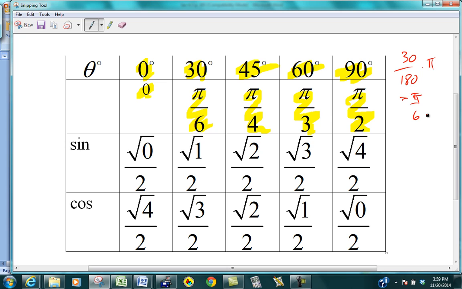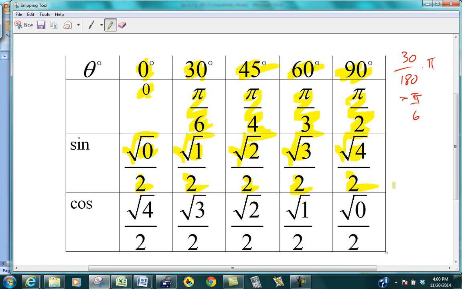Okay. The reason why this is easy to memorize is just look at these numbers. 0, 1, 2, 3, 4. How easy is that? And you put it all inside a square root. All of them are inside a square root. It's not like there's only one. And then all of them are over 2. All of them are over 2. How easy is it to remember that?